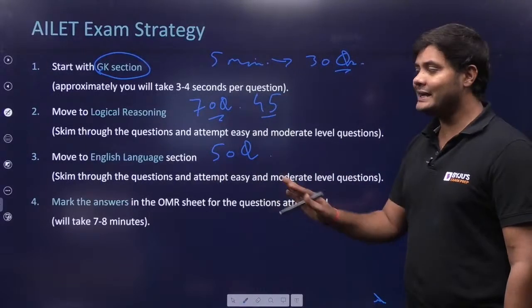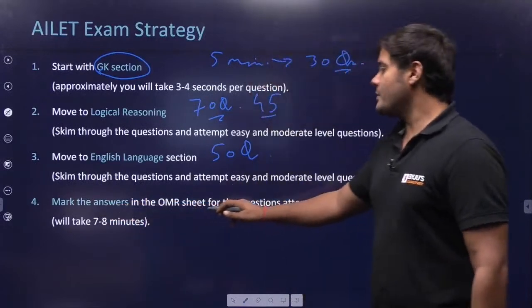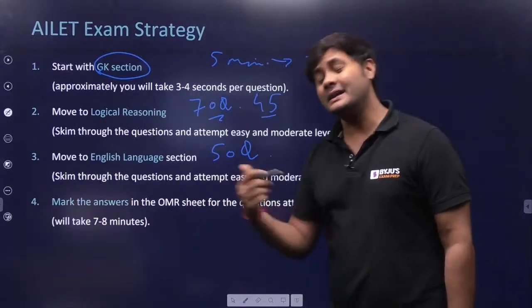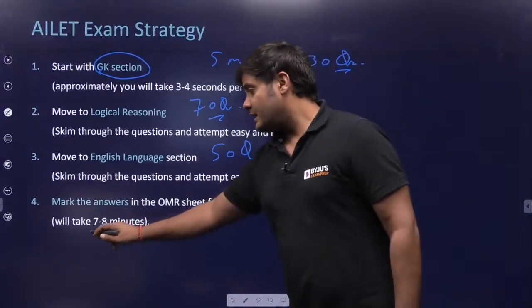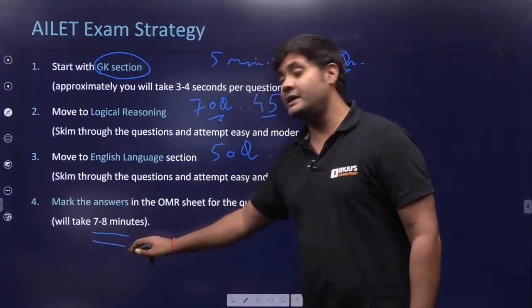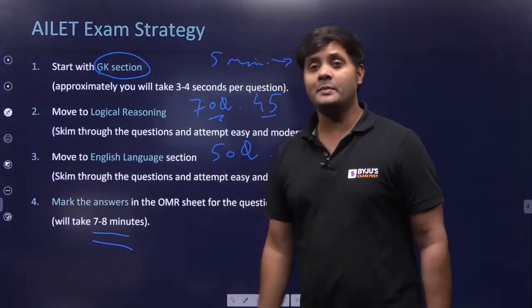So just an idea I am giving you. Also, mark the answers in the OMR sheet for the questions attempted. Directly do that so that you end up saving a lot of time. If you just decide that I'll look at the paper and mark it towards the end, it will take you more than 10 minutes just to mark the OMRs, right?